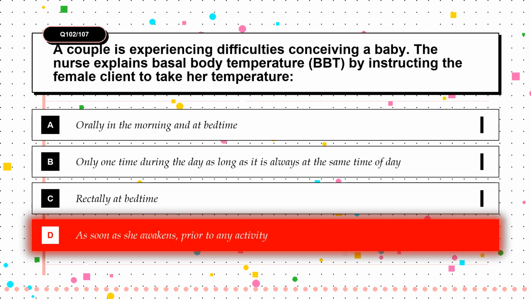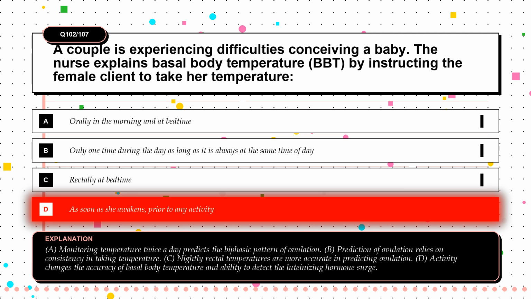The correct answer is option D. As soon as she awakens, prior to any activity. A. Monitoring temperature twice a day predicts the biphasic pattern of ovulation. The prediction of ovulation relies on consistency in taking temperature. C. Nightly rectal temperatures are more accurate in predicting ovulation. D. Activity changes the accuracy of basal body temperature and ability to detect the luteinizing hormone surge.